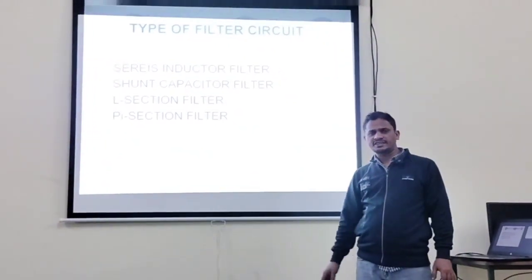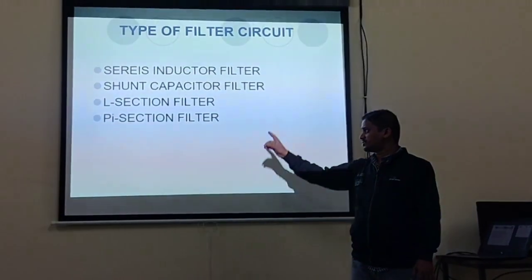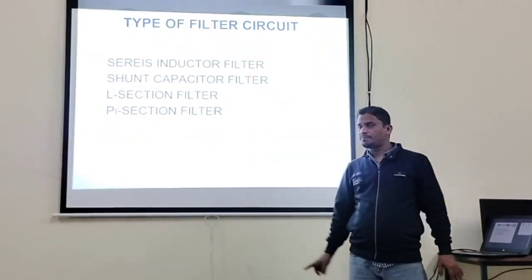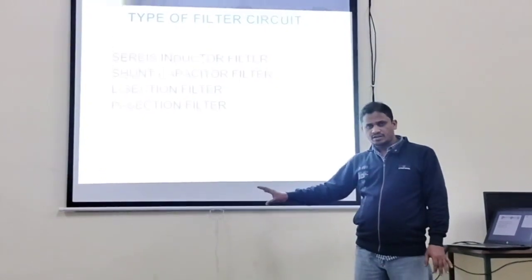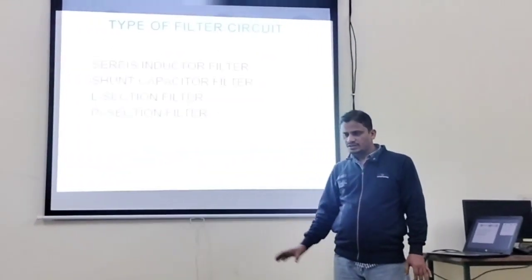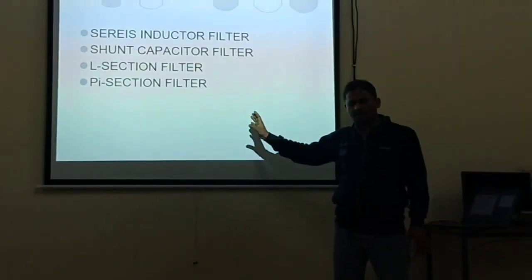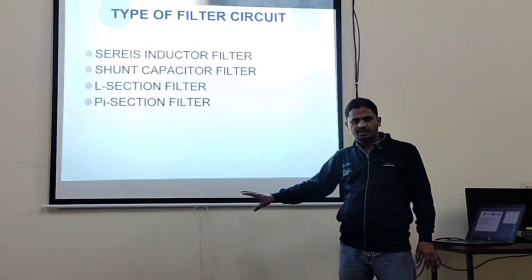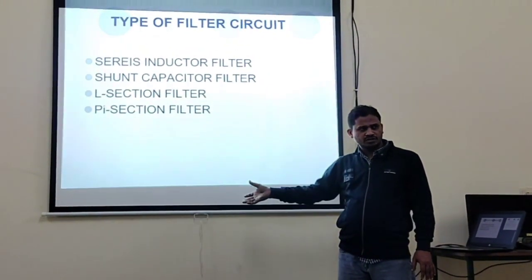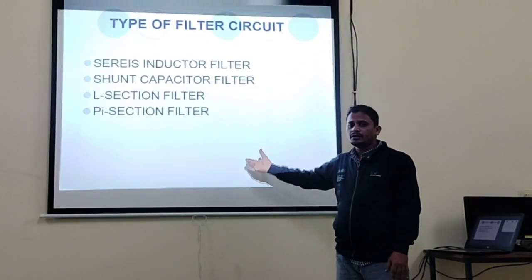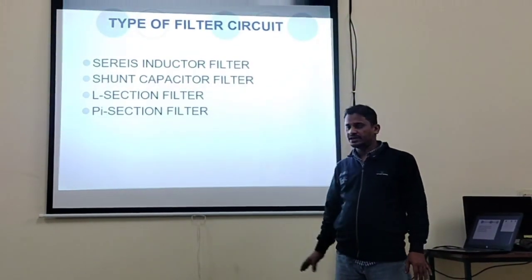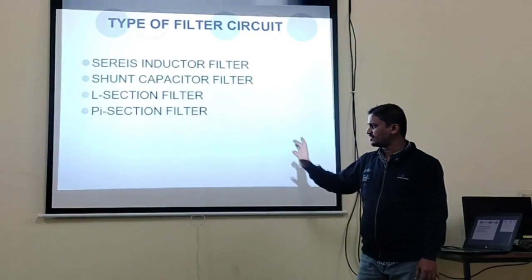It looks like the letter L. First, the inductor L is in series, then capacitor C is in parallel, and the capacitor is again parallel to the load resistor RL. That is called a choke input filter. Next is the pi section filter.